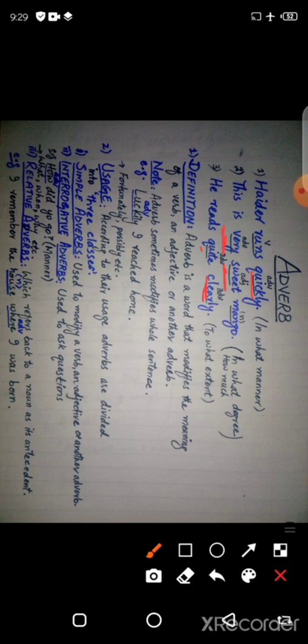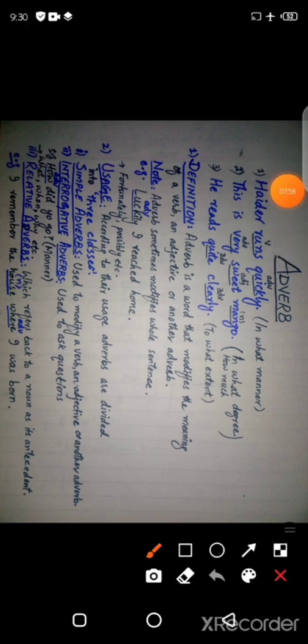So on the basis of these three examples, we can define an adverb as a word that modifies the meaning of a verb, an adjective, or another adverb. So these three examples very clearly tell us that an adverb does not only add something to the meaning of a verb, it can also modify an adjective and an adverb as well. But this is not the end. There is something more to it.